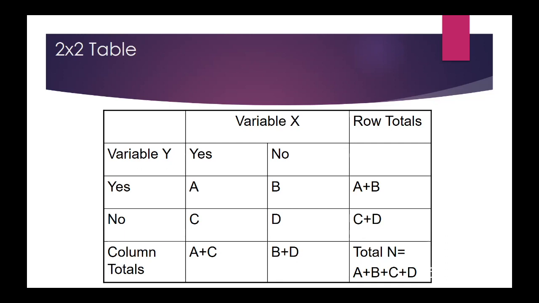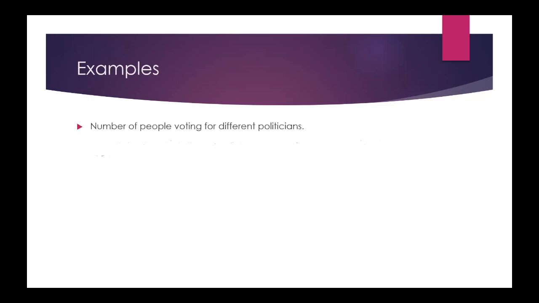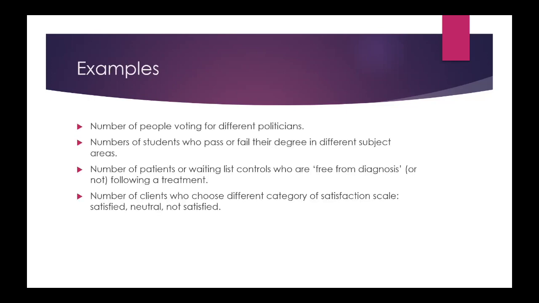For my dissertation, we had a 2x4. So I had an intervention and a control group, and then I had 4 outcome variables that they could be categorized in. So some examples you could run: you could do the number of people voting for different politicians. Again, you can mark that they voted with 1 for a yes or 0 for no. Number of students who pass or fail, number of patients versus waiting list controls who are free from diagnosis, or a number of clients who choose a different category of a satisfaction scale, either being satisfied, neutral, or not satisfied. These are just some examples, but there's really unlimited examples you can use as long as your data is categorical at the end of the day.